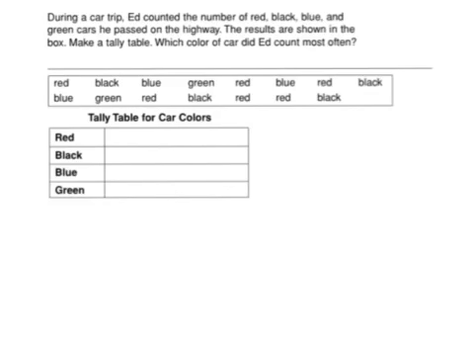So it says during a car trip, Ed counted the number of red, black, blue, and green cars he passed on the highway. The results are shown in the box. Make a tally table, which is also known as a frequency table. Which color of car did Ed count most often? One thing I notice first is that this frequency table is not completely done. We do have the items on the left, but if you remember the last time we talked, we need to split this up into 2 more. This side should be where my frequency goes, and this is for my tallies. Now we can go ahead and start tallying them up.